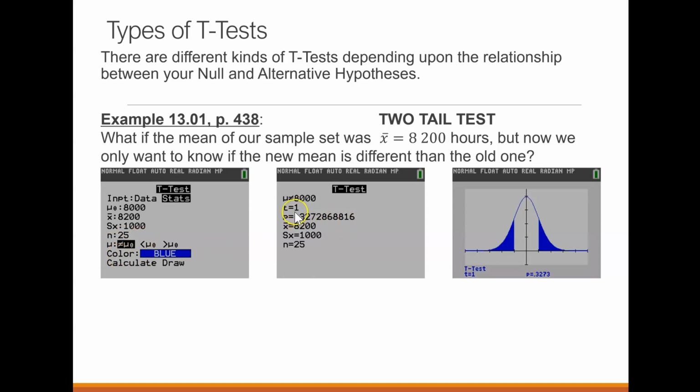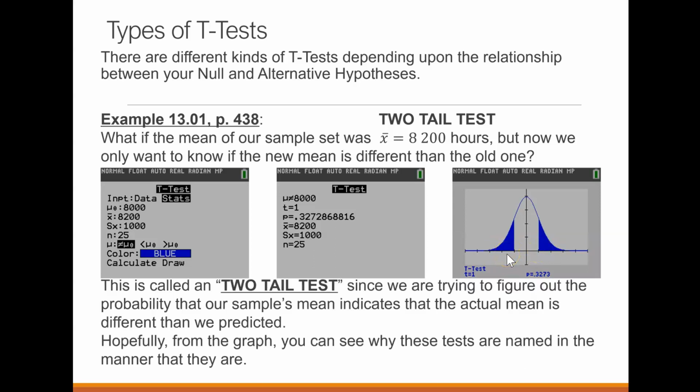So the outcome is the t is still 1. The probability now is like 33%. And it could be less than 8,200 or greater than, so we have two options. What do you think this one is called if we have two ends? Two-tailed, yeah. So this is the two-tail. You're trying to figure out the probability that our sample mean indicates the actual mean is different than we predicted. Again, from the picture, it's usually pretty obvious whether we're upper tail, lower tail, or two-tailed.